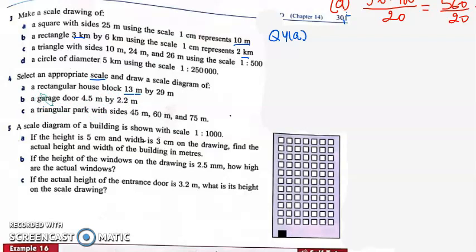If you have to draw a rectangular house block 13 meter by 29 meter, that means 29 meter is the length and 13 meter is the width on the ground. These are in meters. So if you have to change and draw a diagram, what should be the length and what should be the scale? First you decide the scale, then only the length of the line could be found out.